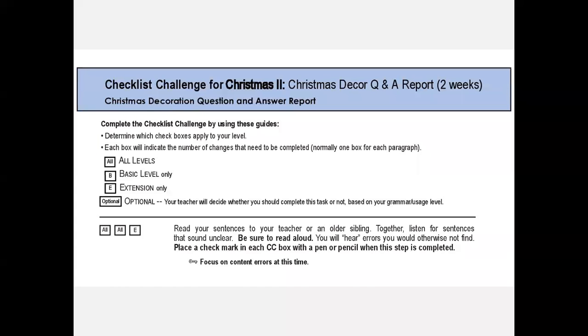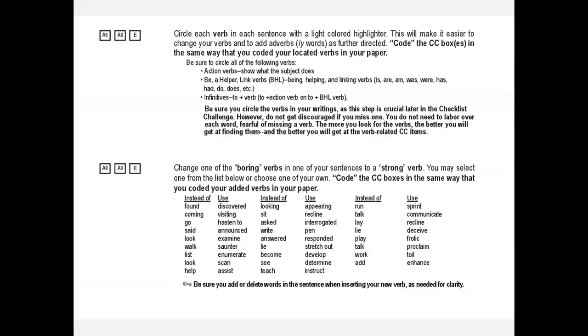All right, so they're going to read and listen for errors. The next one, they're going to circle each verb with a light colored highlighter. These are the types they will search for. Just a reminder that 2 plus a verb is a verb, that being, helping, and linking verbs are also verbs, and then, of course, action verbs.